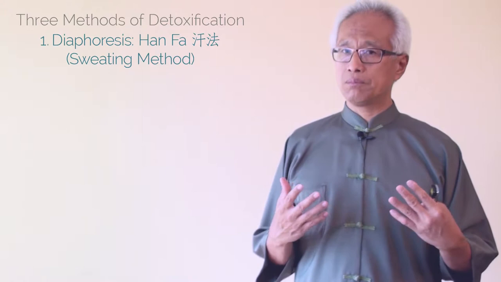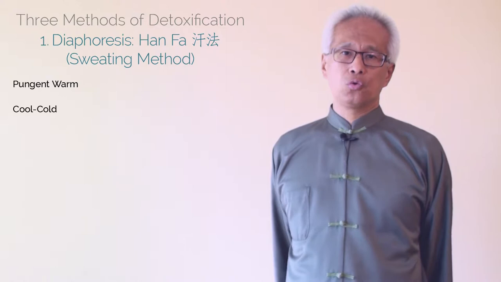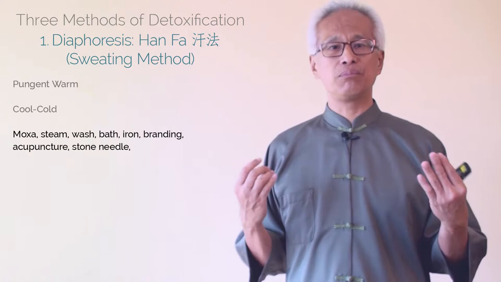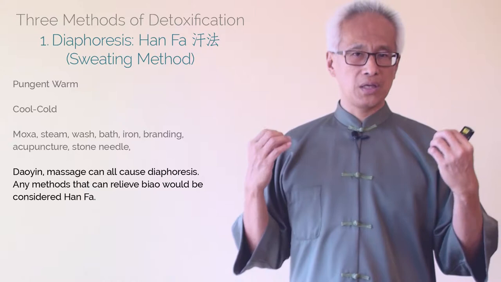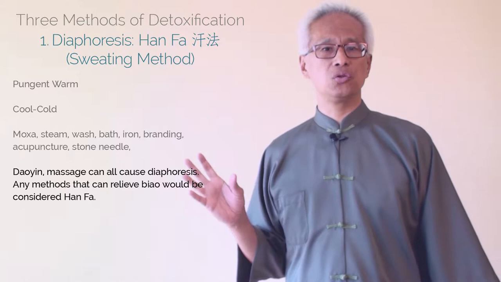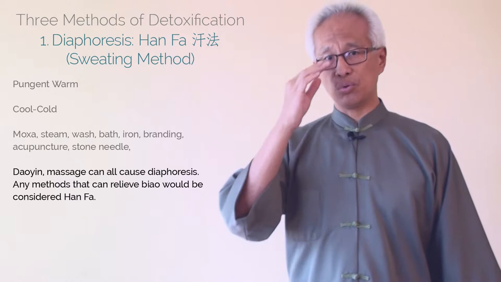He believed in using diaphoresis: you can make a sweat, and you can do many different things to make the body sweat. You can use pungent warm herbs. You can use cold and cooling herbs. You can moxa. You can steam. You can wash. You can bathe. You can iron. You can brand. You can do acupuncture. You can do stone needling. You can do dowsing. You can do massage. All can cause sweating. Any method that can relieve the biao would be considered a diaphoresis method. So for all the conditions where the pathogen attacks only the biao, the exterior and tissue, diaphoresis, the sweating method, would be the number one and the most important method.